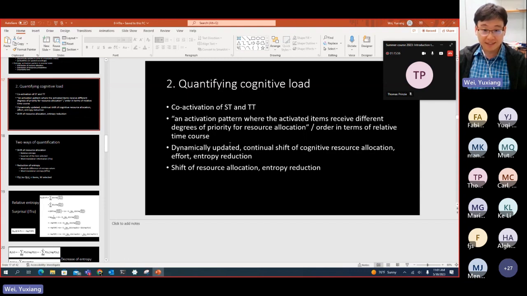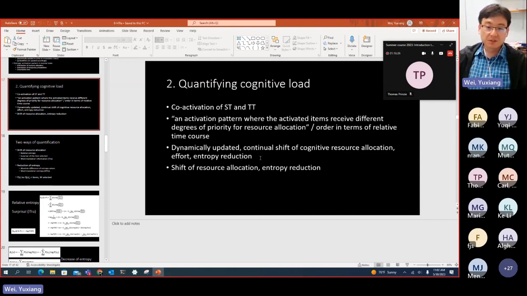I'm talking about the mental states rather than the entropy in the text. So in the mind, this activation will be dynamically updated, which comes with a continual shift of cognitive resource allocation, which incurs cognitive effort. And that change of distribution of probabilities also results in a change of entropy, or specifically a reduction of entropy. Now, again, I'm talking about the mental state, and I'm talking about a particular point in the text, right, with respect to a particular word in the source text.